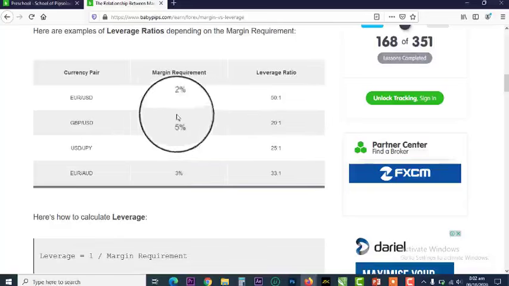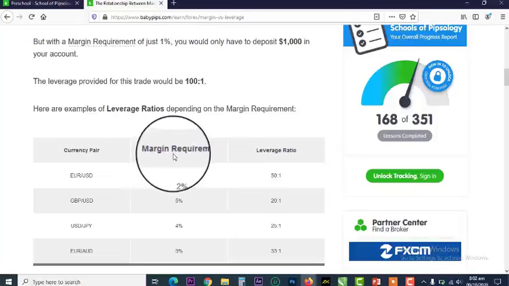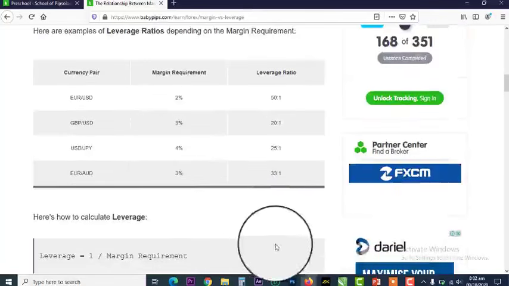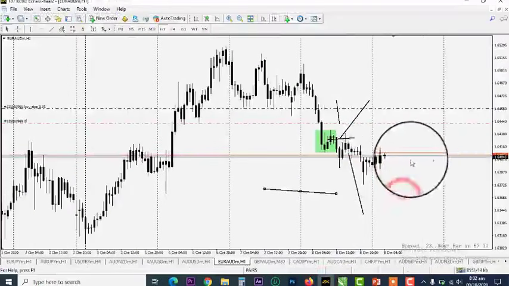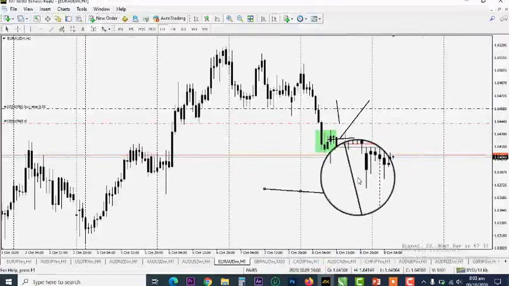You put $1,000 in your account. You can trade the standard lot size of 1. That's $10 per pip, right? 5 pips, 5 ticks. Like if the chart moves 5 times down, against you, that's $50.